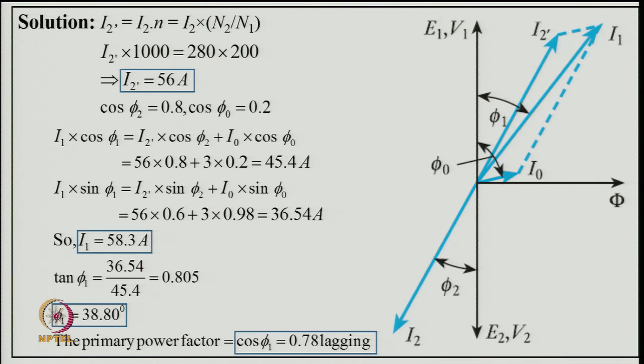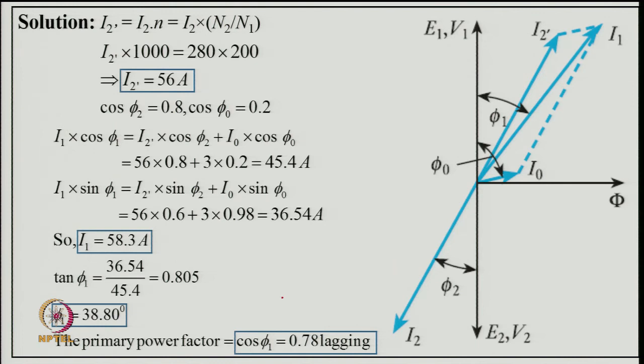So, I1 cos phi 1 is equal to I2 dash cos phi 2 plus I0 cos phi 0, that is the loss active component. So, it is 56 into 0.8 plus 3 into 0.2, that becomes 45.4, and I1 sin phi 1 equal to I2 dash sin phi 2 plus I0 sin phi 0. So, putting the value 56 into 0.6 plus 3 into 0.98, it becomes 36.56.